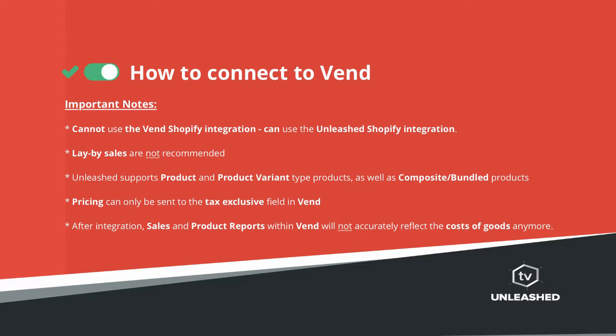Lay-by sales are not recommended as they create a stock variance between Unleashed and Vend systems. This is because Vend removes the quantity that is on lay-by whilst Unleashed does not. Unleashed supports products and product variants as well as composite or bundled products. Please note, however, that bundled products need to be manually managed when it comes to the bill of material.